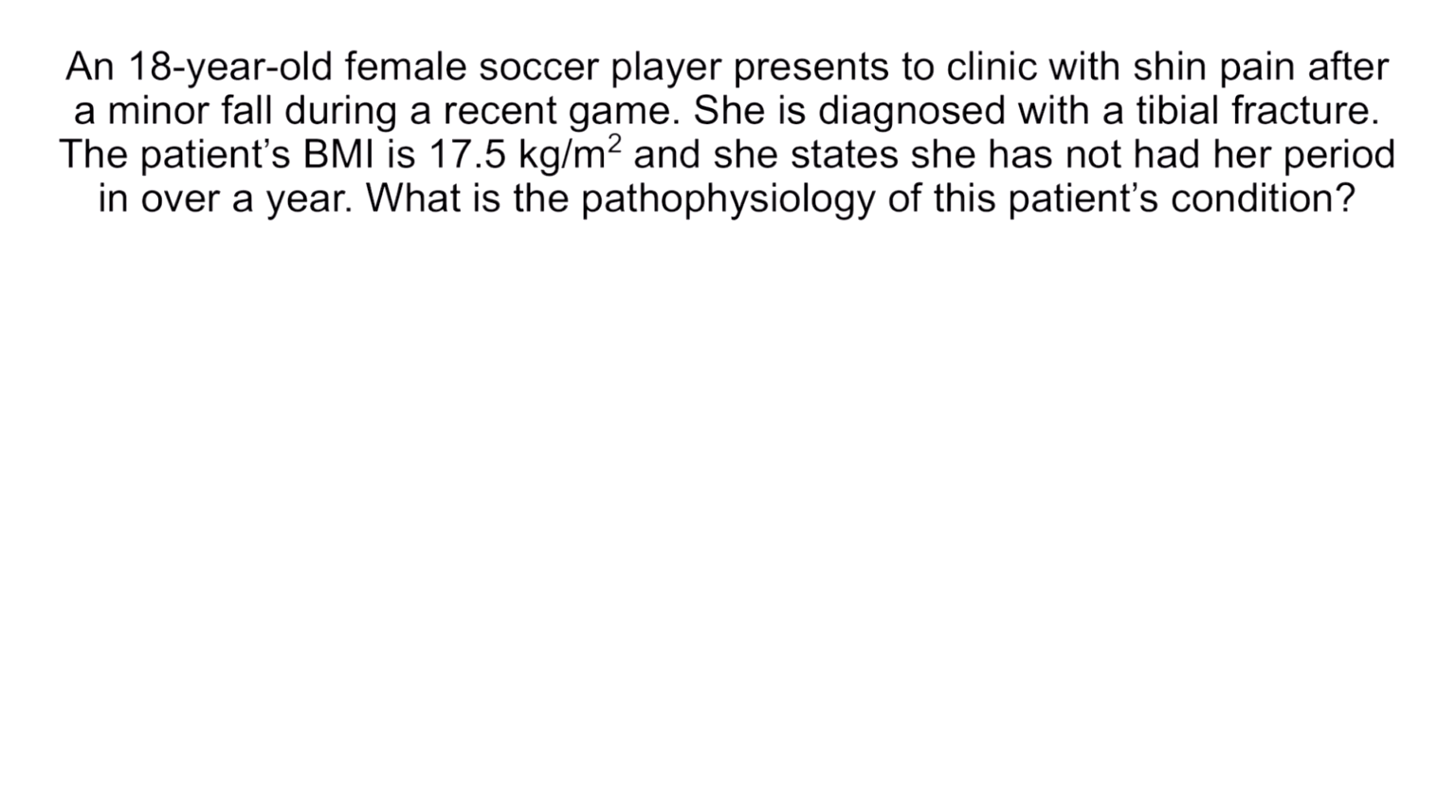She's diagnosed with a tibial fracture. The patient's BMI is 17.5, and she states she has not had her period in over a year. What is the pathophysiology of this patient's condition? Okay, so we have a young female athlete who is significantly underweight and has amenorrhea. This patient's history and presentation of an easily fractured tibia should remind you of the female athlete triad.